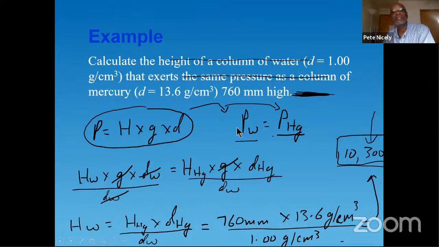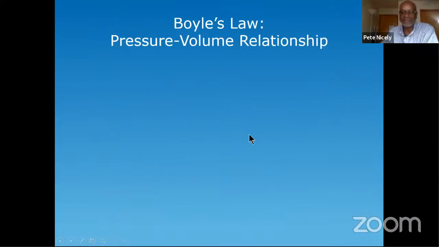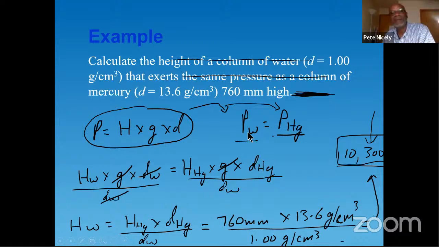Now we can write down separate equations for each of these terms. So for the water pressure, for the pressure exerted by the water, that would be the height of the water column times G times the density of water.